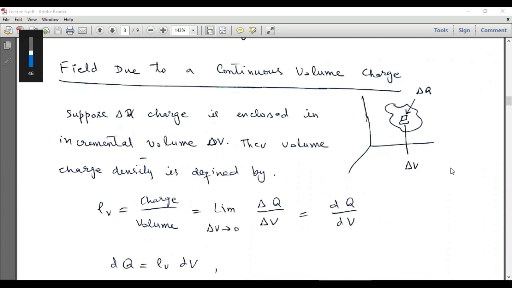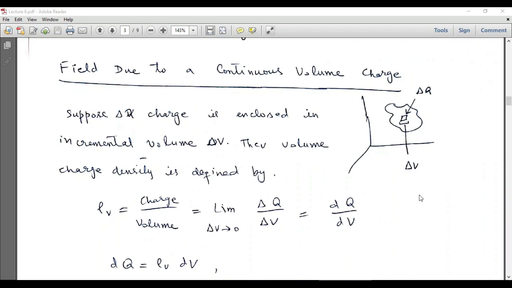In this lecture, I am going to demonstrate the electric field due to a continuous volume charge. In the previous lecture, we discussed the electric field due to a point charge, but there can be cases in which we have charge distributed over a volume.